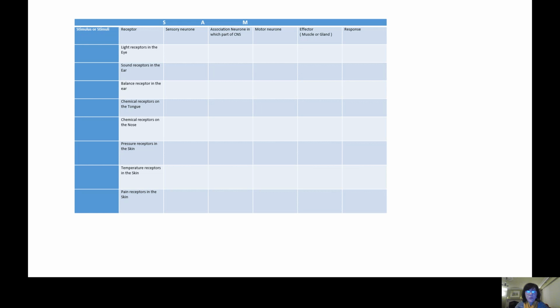So sensory neuron takes the information where to. Everything above your neck goes to your brain. So it goes to your brain for the association neuron in your brain. What is it here? The motor neuron. The information goes back down to the muscles in your cheek. Muscles in your cheek is the effector here and tells you to suck in your cheek.